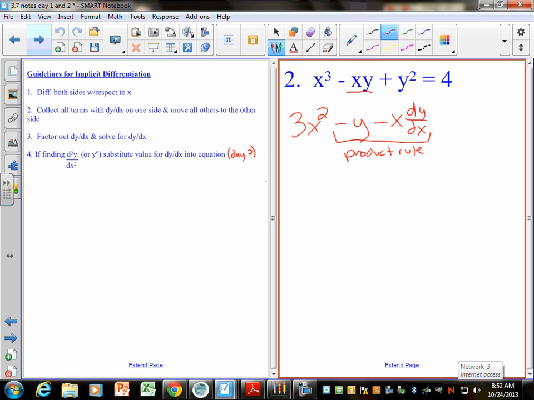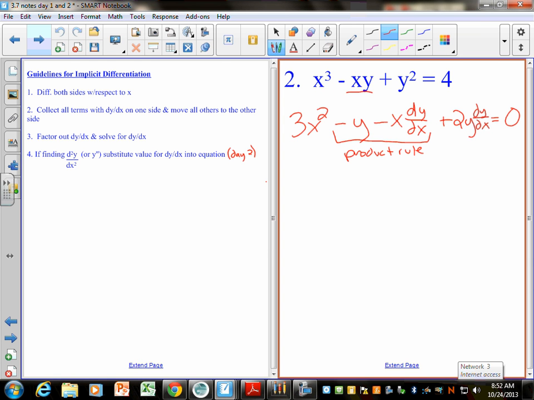So when I do the derivative of y squared, what am I going to get? 2y dy dx. And don't forget you're taking the derivative of the other side. Another common mistake is people just leave that 4 over there, but we're taking the derivative of 4, which happens to just be 0 again. You with me on that?